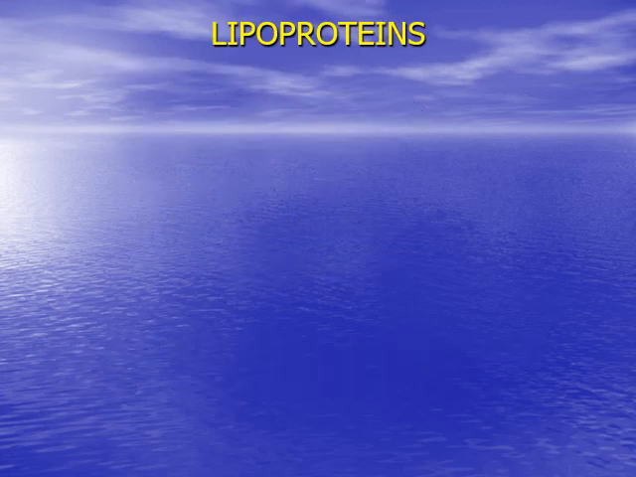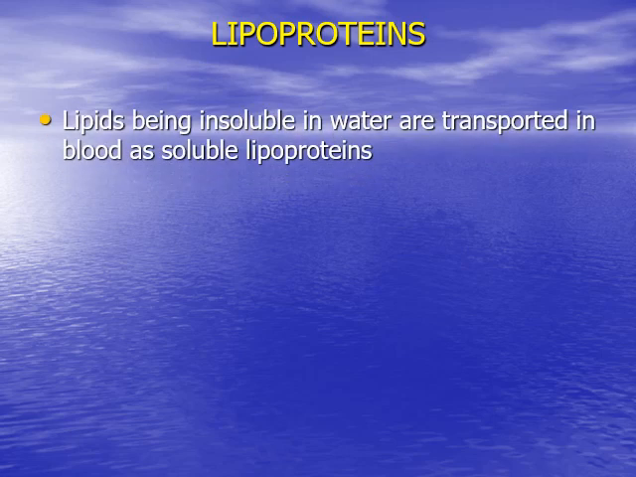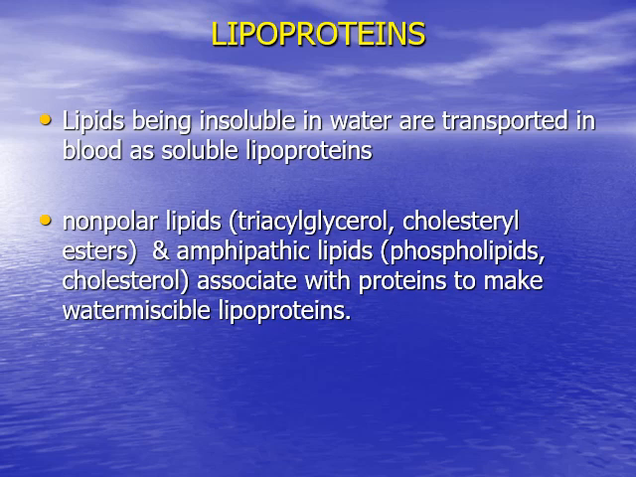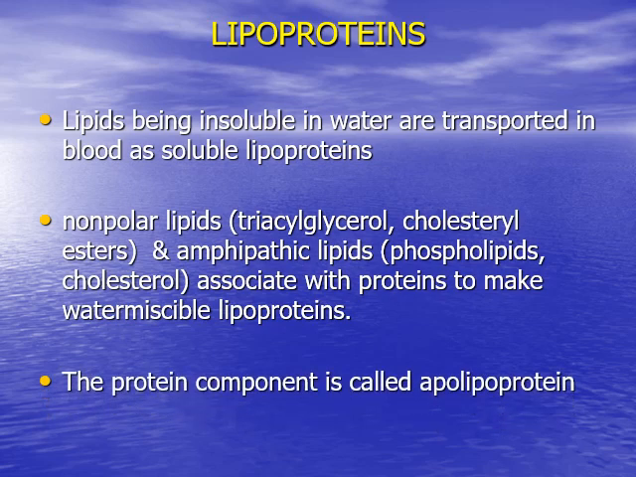Now, what are the lipoproteins? Lipids being insoluble in water are transported in blood as soluble lipoproteins. So, lipoproteins help in transport of water insoluble lipids in blood. Nonpolar lipids like triacylglycerol, cholesterol esters, and amphipathic lipids like phospholipids and free cholesterol associate with proteins to make water miscible lipoproteins. The protein component is called apolipoprotein.